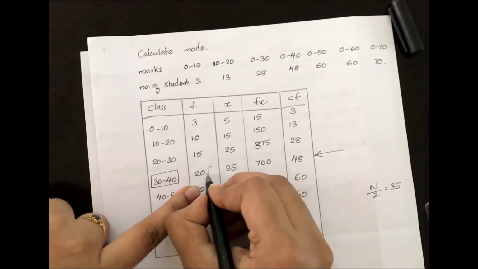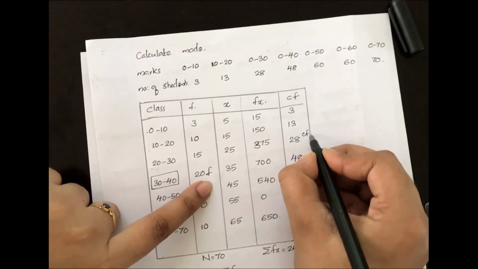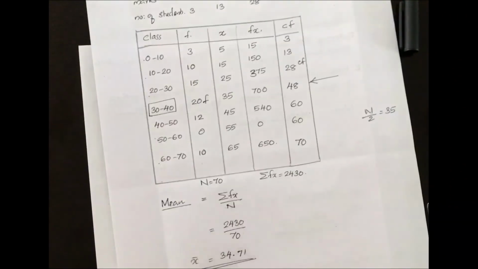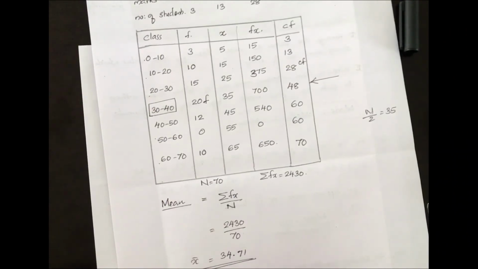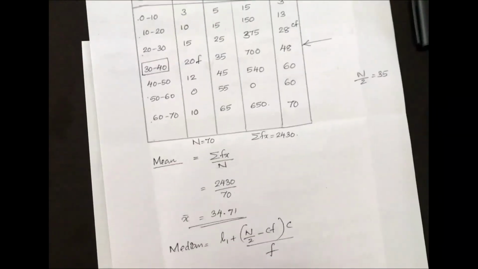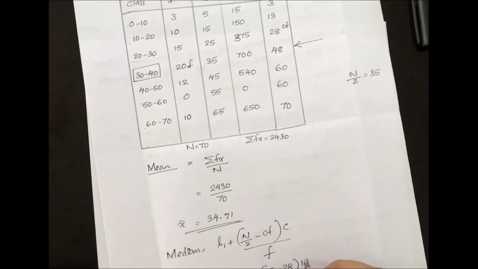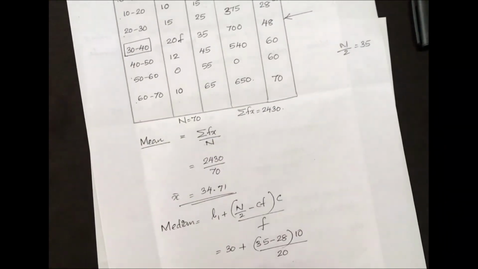Its frequency is f. The cumulative frequency just preceding the median class is the CF. Then find out median. Median is equal to L1 plus n by 2 minus CF into C divided by F. So L1 value is 30, 30 plus 35 minus 28 into class interval 10 divided by 20. By solving it, we will get median as 33.5.